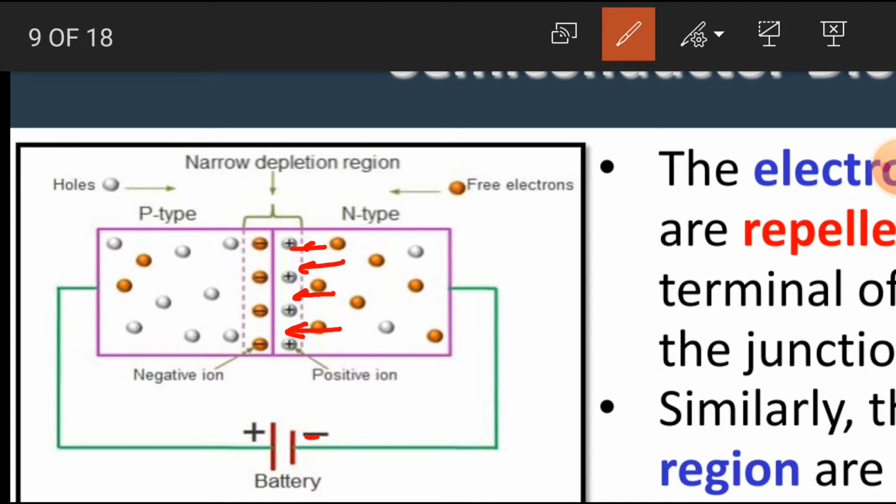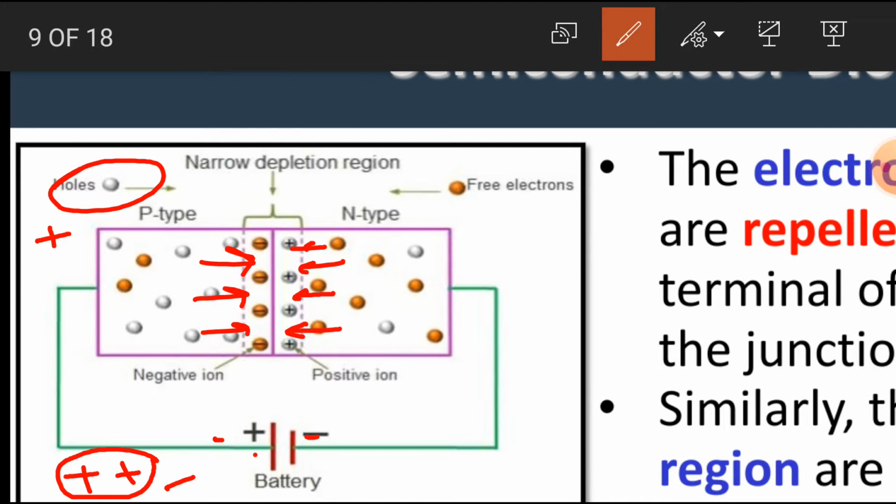Similarly, the p-type material has holes as the majority charge carriers. The holes have positive charge and this is connected with the positive terminal of the battery. Here again a positive-positive combination occurs. We know that here again like charges come together, and when like charges are present, there is repulsion of the charges. That means these holes are repelled by the positive terminal of the battery towards the junction.